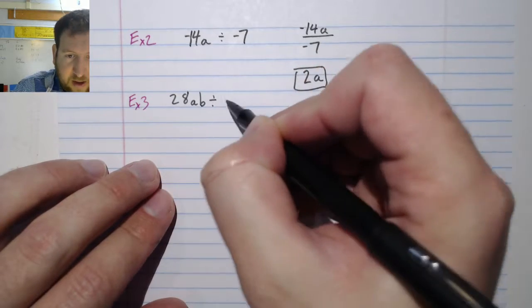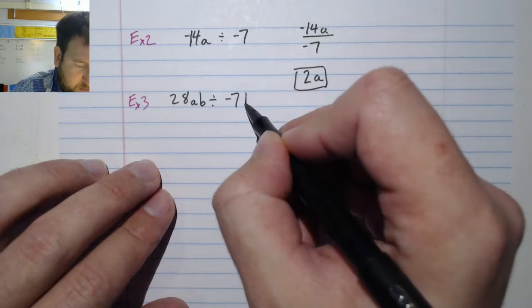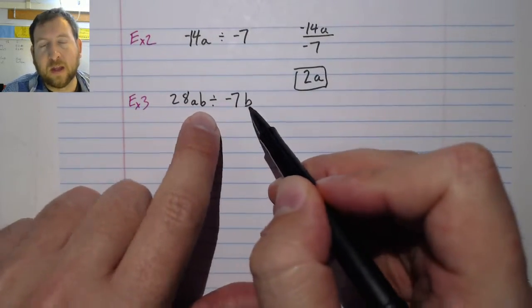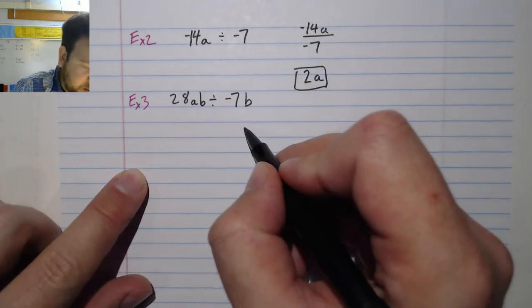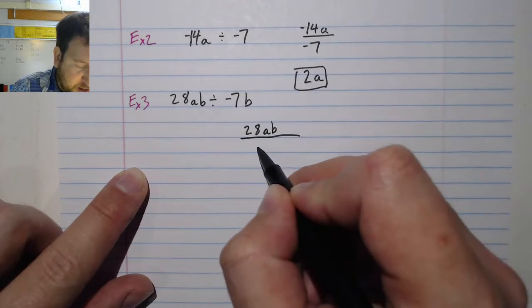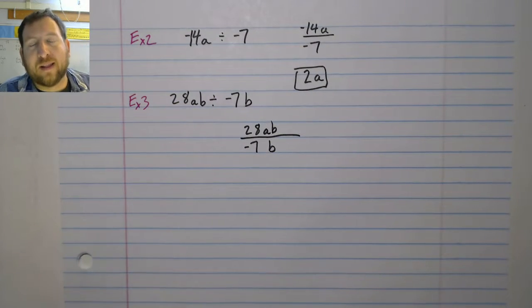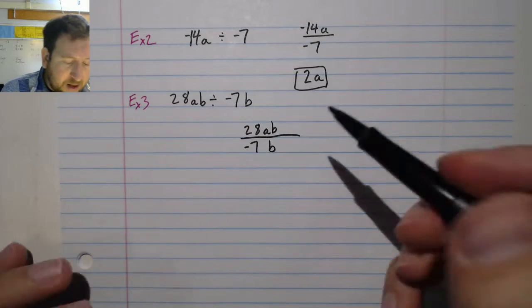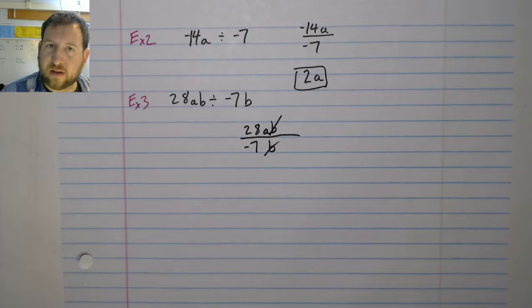Example 3: 28ab divided by negative 7b. Okay, I can already see there's a b on the top, b on the bottom. So that's going to be a clue that I'm going to be able to cancel it out. But let's rewrite this so I can see it a little easier. 28ab divided by negative 7b. Now, last time when I canceled those b's out, I went through like 4 steps. But this time, I can really just do this. If I have one on the top and one on the bottom, done. I don't have to deal with that anymore.